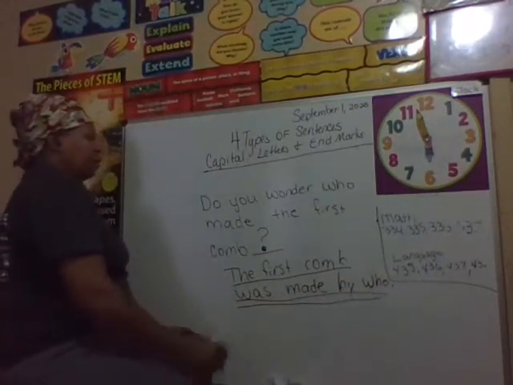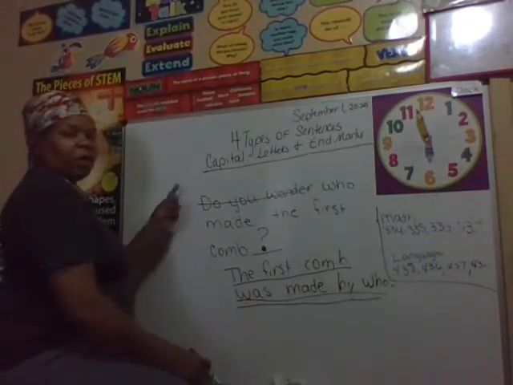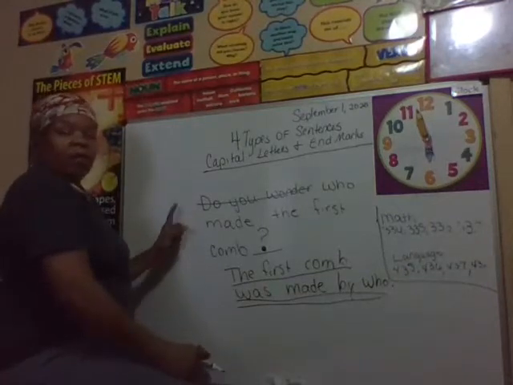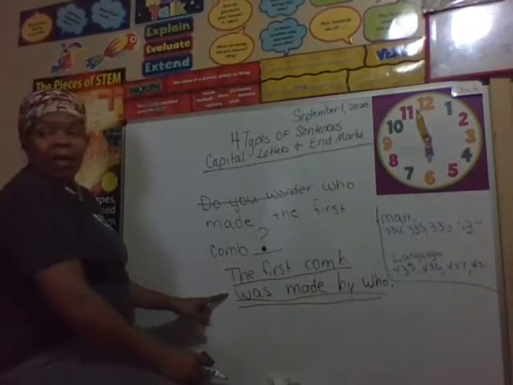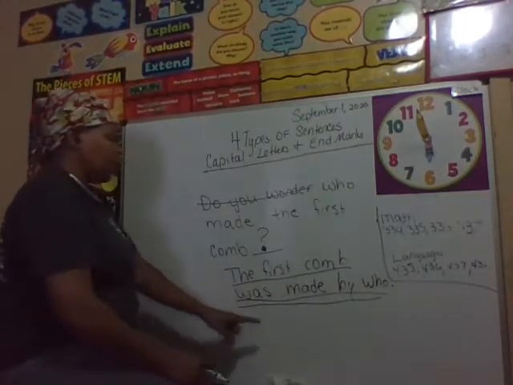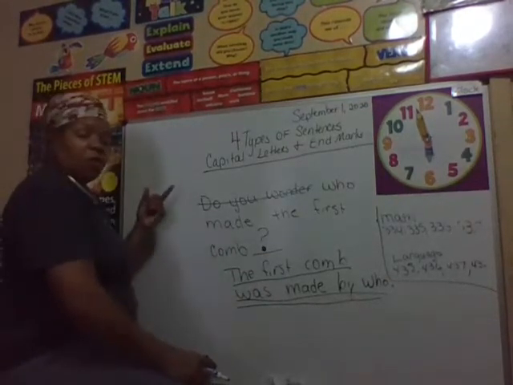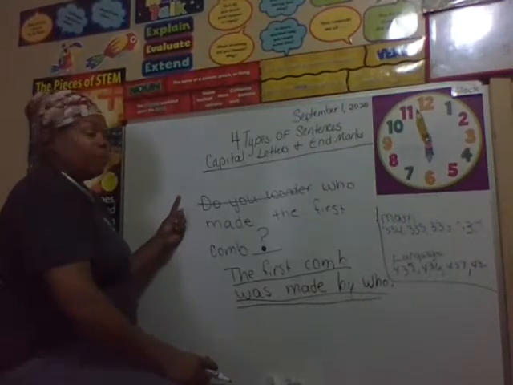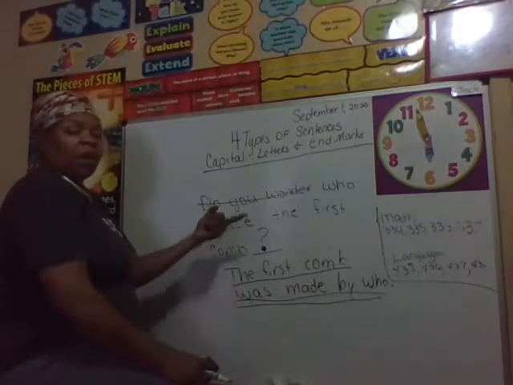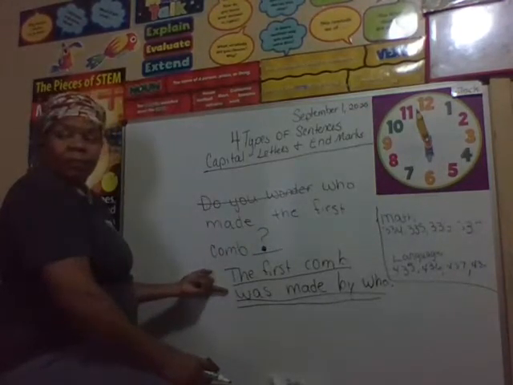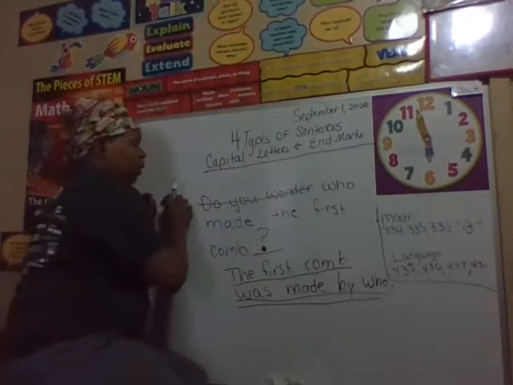Which words did we leave out? Do you wonder? We no longer need "do you wonder," because we're turning an interrogative sentence into a statement so that we can find our subject and our verb. So, the first cone was made by who? Remember, whenever you're trying to find the subject and verb inside of an interrogative sentence, some words you have to omit so that it will make sense. Also, you have to change your sentence around to a declarative sentence. Okay? Let's go to the next one.